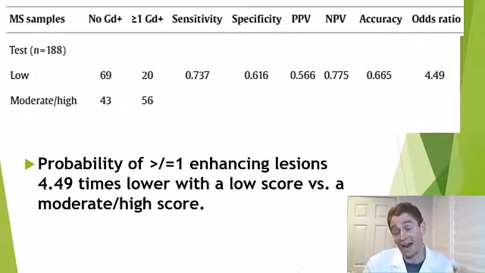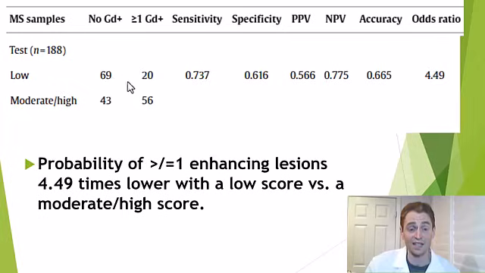Here's the data for gadolinium enhancing lesions. In other words, does the person with MS not have active lesions, this column, or do they have at least one active or enhancing lesion, a lesion that takes up the contrast dye? There are 188 participants. They divided them into a low score on the Octave test or a moderate or high score. I'll explain those cutoffs in a moment. And you can see for people who had lower scores, 69 had no enhancing lesions, 20 had at least one. But for people with moderate or high scores, 43 had no enhancing lesions, and 56, the majority, had at least one. So there's a clear difference.